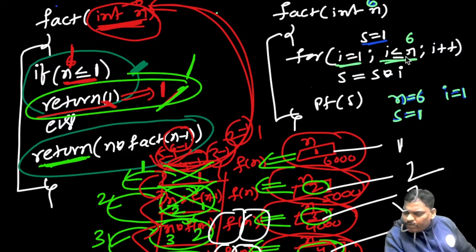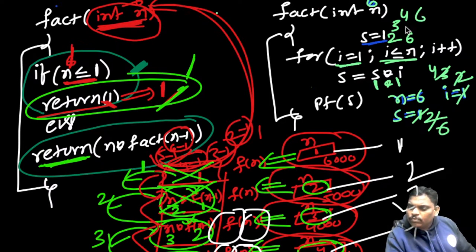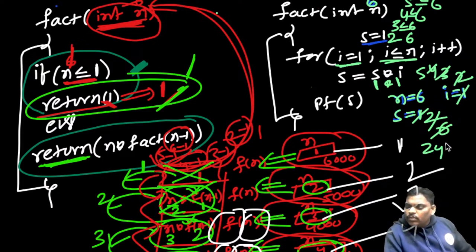For every true condition we execute the statement, S is equal to S into I: 1 into 1 is 1, so S is 1. Next, I plus plus, I became 2, less than or equal to 6, condition true. S is 1 into 2 is 2. Next I becomes 3, condition true, S is 2 into 3, 6. Then I becomes 4, condition true, S is 4 into 6, 24. I becomes 5, condition true, S is 24 into 5, 120.